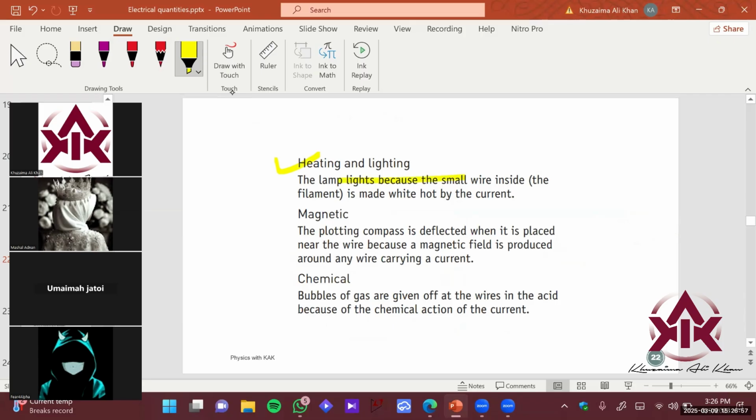Because there is some resistance, which we will see. So just imagine if you have a wire, okay? If you have a wire and the current flows through this, it will get heated up, right?